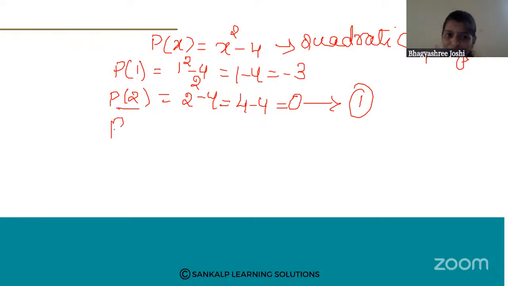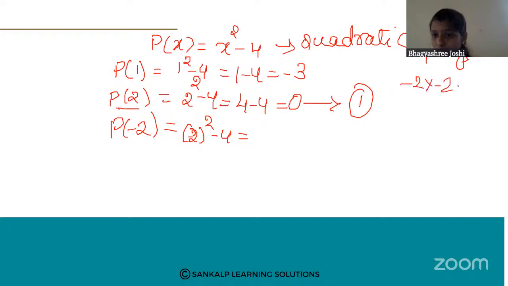Next, I will check minus 2. If I substitute x is equal to minus 2, then x square is minus 2 square minus 4. Minus 2 square means what? Minus 2 into minus 2, that is minus into minus plus 2 into 2, 4. Again, it is 4 only. Therefore, 4 minus 4, it is 0. How many zeros does it have then? 2 zeros. So, quadratic polynomial has 2 zeros.